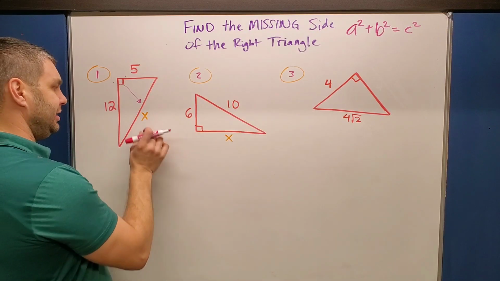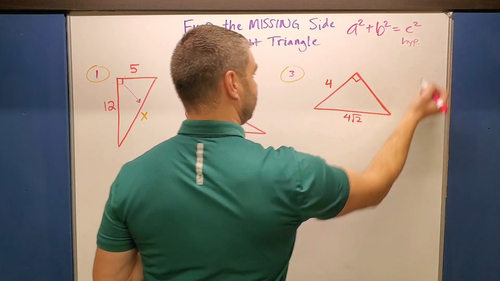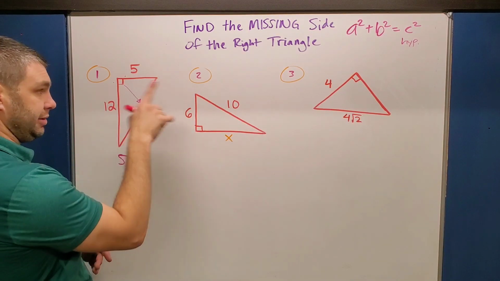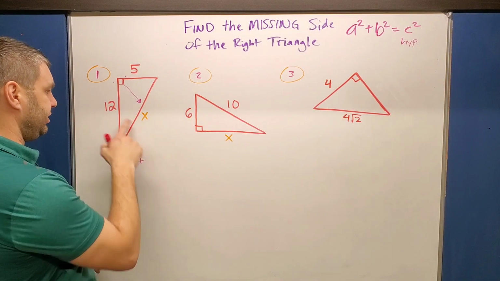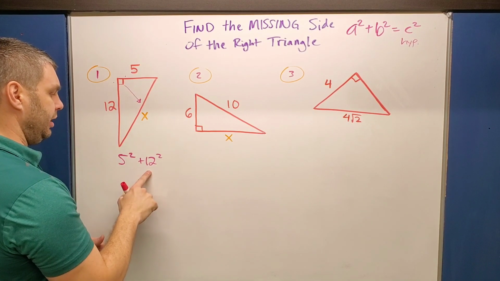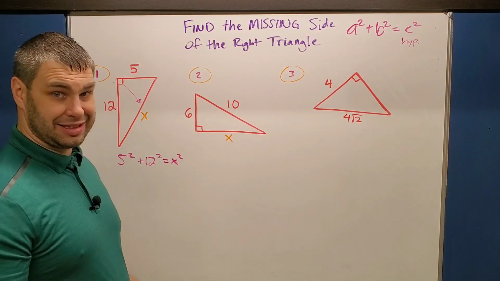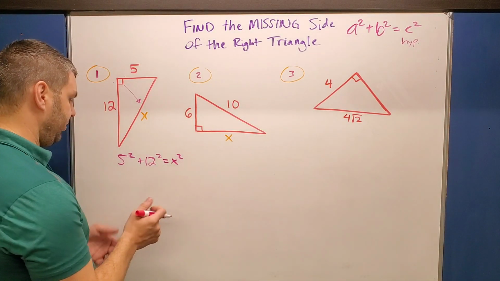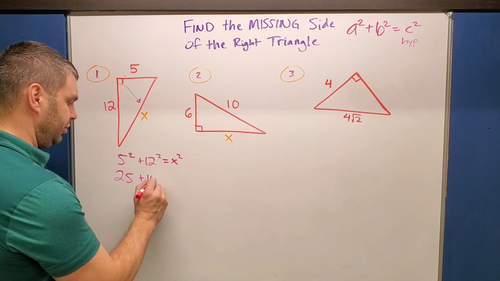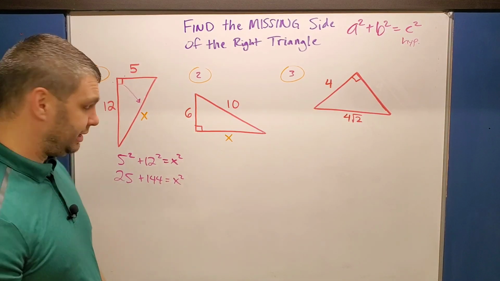So since the x is the hypotenuse, and that always has to be the c value, the equation that I can set up is going to be 5 squared, that's like my a squared, plus the b squared is going to be 12 squared, the two legs are the a and the b, and this is going to equal the part I don't know, which I have to say is x squared. Okay, if I do the math here, 5 squared is 25. 12 squared is 144, and that is still equal to x squared because I don't know what that is.